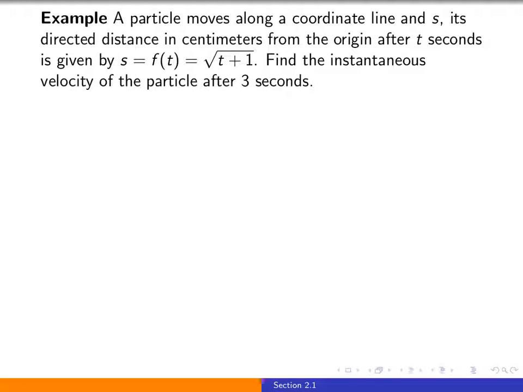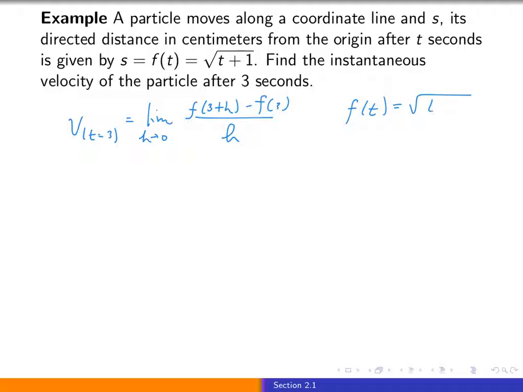So using our formula for instantaneous velocity, the velocity at t equals 3 seconds will be the limit as h approaches 0 of f of 3 plus h minus f of 3, all divided by h. Where in this problem, f of t is the function representing the distance of the object. So the square root of t plus 1.